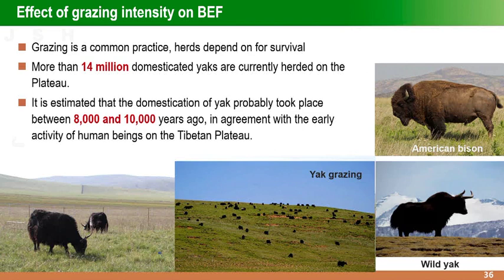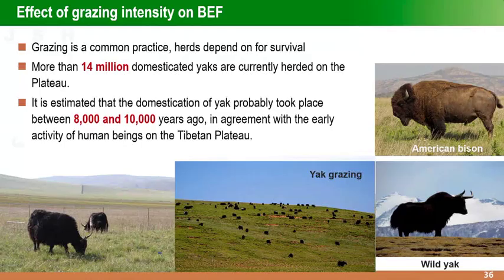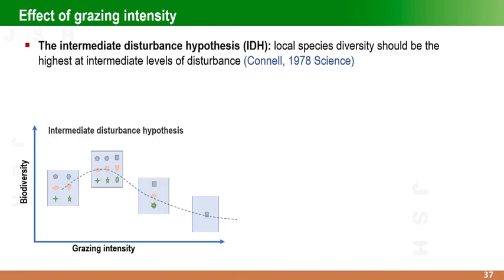There are more than 14 million domestic yaks currently herded on the plateau. It's estimated that the domestication of yak probably took place between 8,000 to 10,000 years ago, in agreement with the early settlement of human beings on the Tibetan plateau. It's very interesting to compare, and natural for me to compare the wild yak and American bison. They play a central role for the local native peoples.